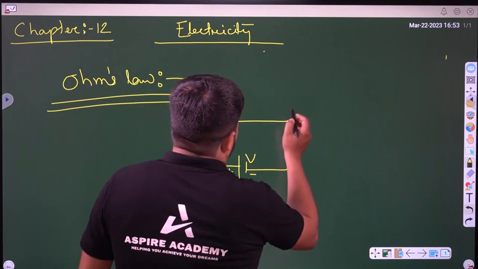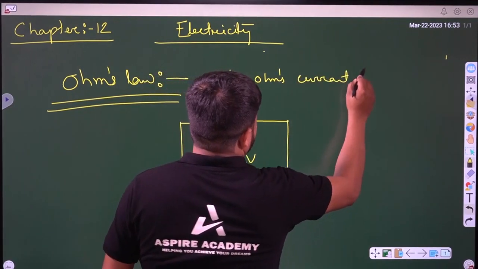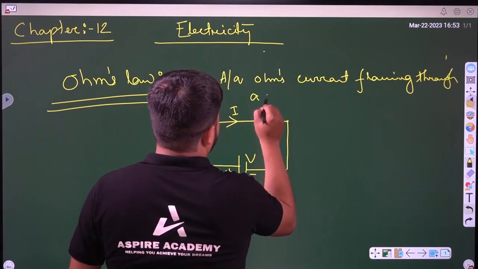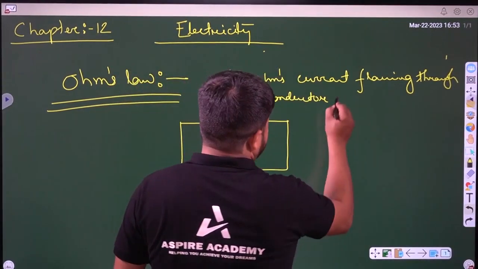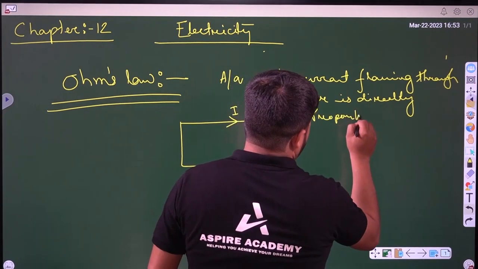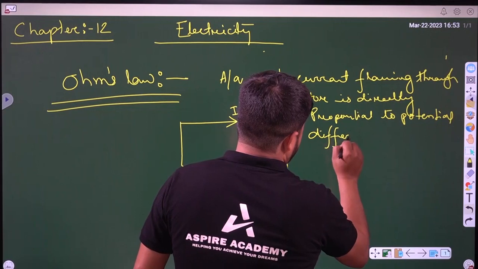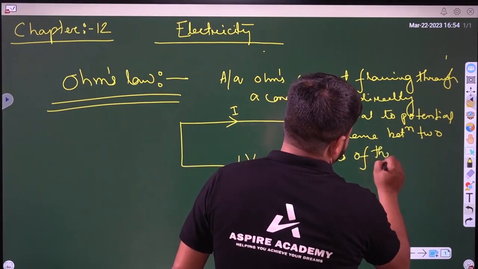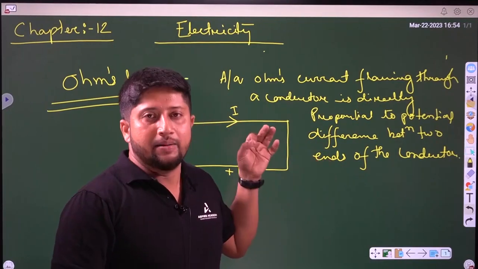So now according to Ohm's law, current flowing through a conductor is directly proportional to the potential difference between two ends of the conductor.